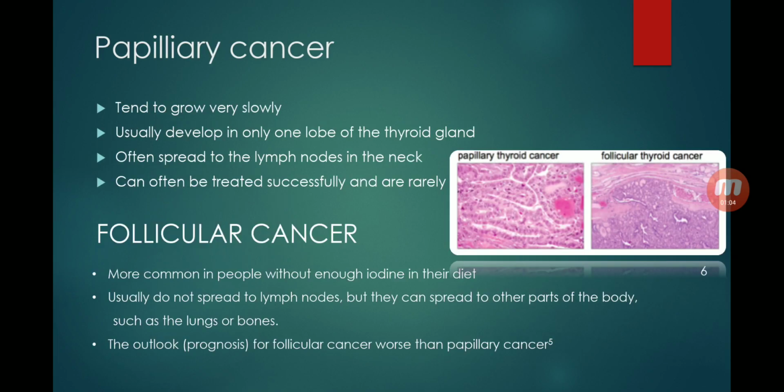The two main types of thyroid gland cancer originate from thyroid follicular cells. However, there are some differences between the two. Papillary cancers tend to grow very slowly and usually develop in only one lobe of the thyroid gland. Even though they grow very slowly, papillary cancer often spreads to the lymph nodes in the neck. Even when these cancers have spread to lymph nodes, they can often be treated successfully and are rarely fatal.